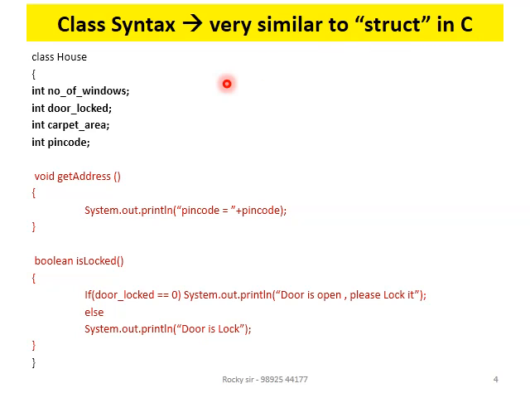Let's have a look at this definition. I saw a house in the previous slide. If I define it in Java, it will look something like this. I have this black part indicating to me four attributes: number of windows, door locked, carpet area, and pin code. Void get address is the first method, and boolean is locked is the next method. The get address method simply prints the value of the pin code, and is locked method finds the value of the integer door_locked, which could be 0 or not 0. In case it is 0, I would print at the output that door is open, please lock it.